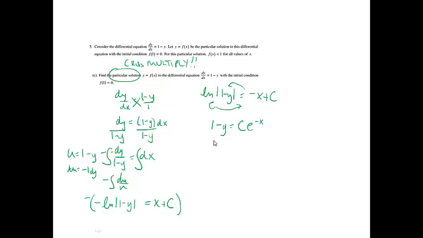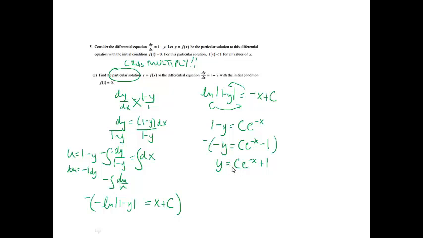Right? I'm going to subtract 1 from both sides. So now I'm going to have negative y equals ce to the negative x minus 1. And then I'm going to multiply by a negative, so I'm going to get y equals ce to the negative x plus 1. And again, this one just stayed c. I didn't have to put negative c. If you want to, go for it though.